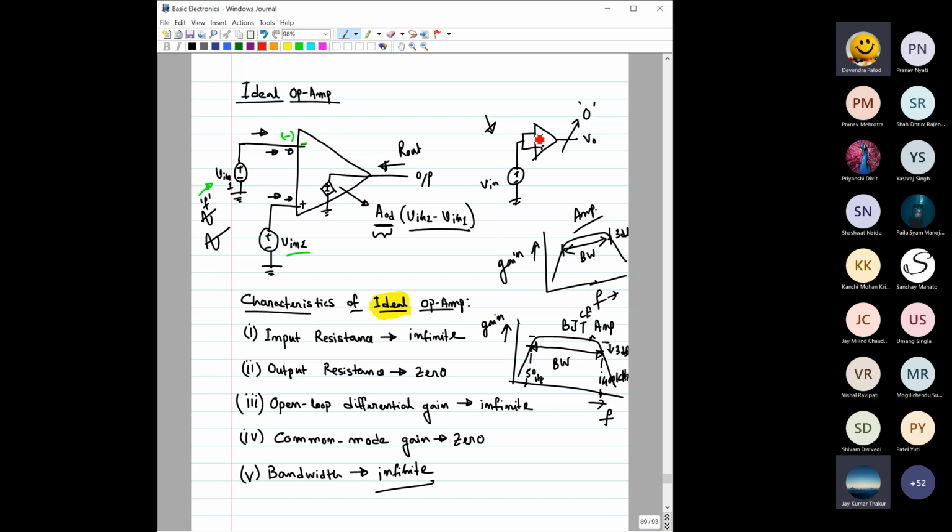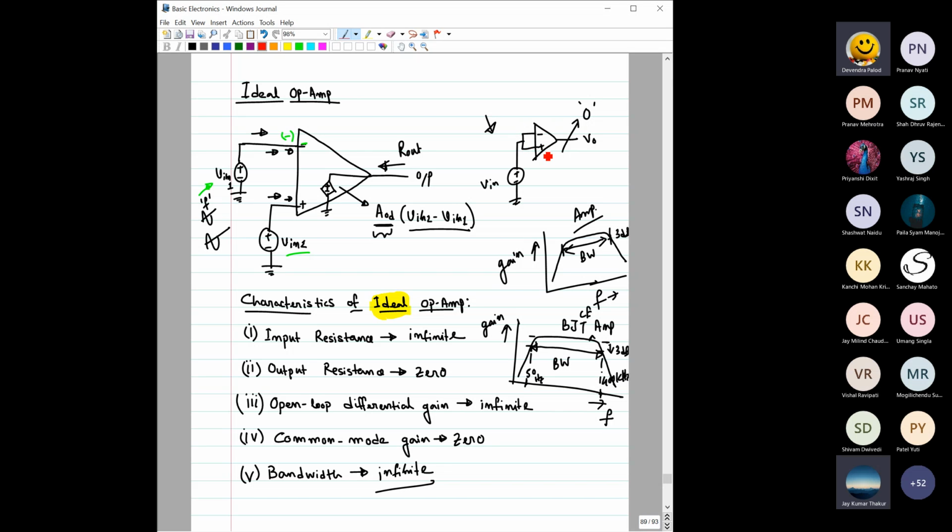Sir, in this figure both positive and negative are connected by the same voltage source. So why is there a need of writing positive and negative? To identify which one is the inverting terminal and which one is the non-inverting terminal.